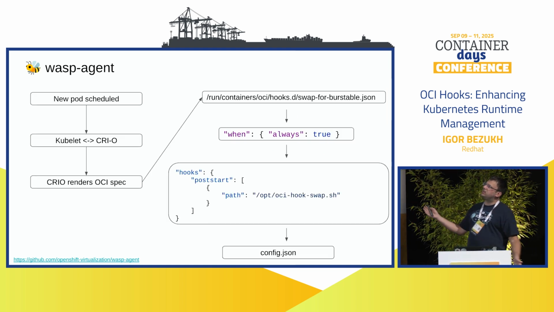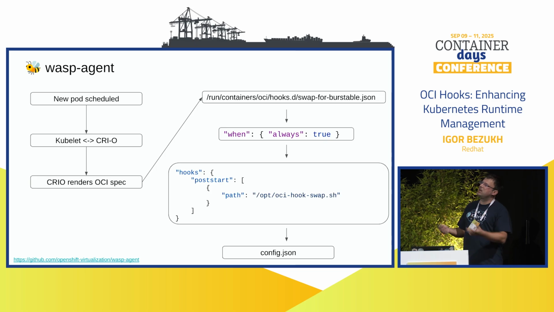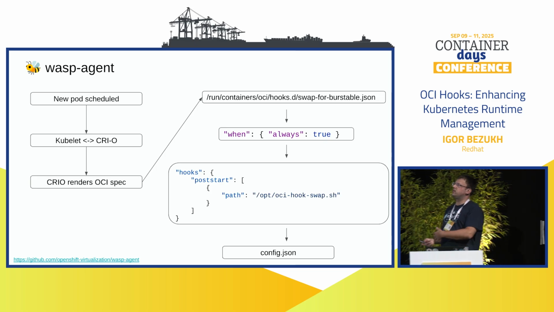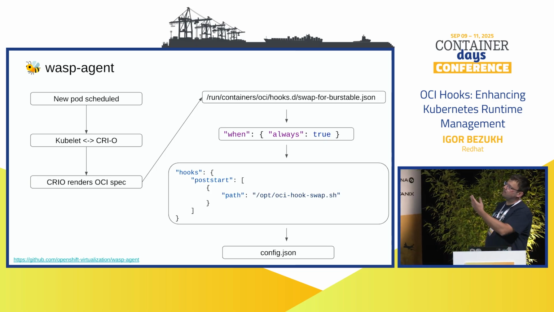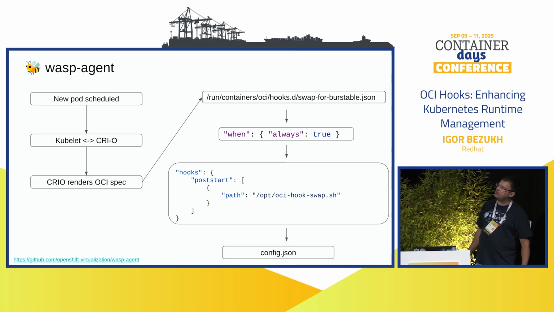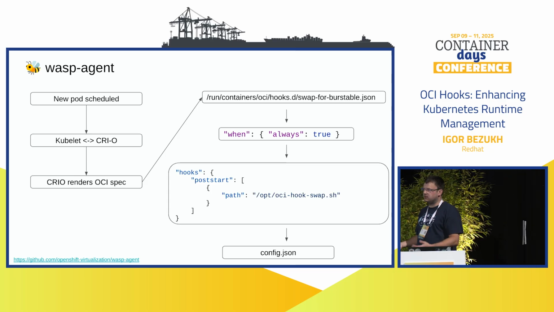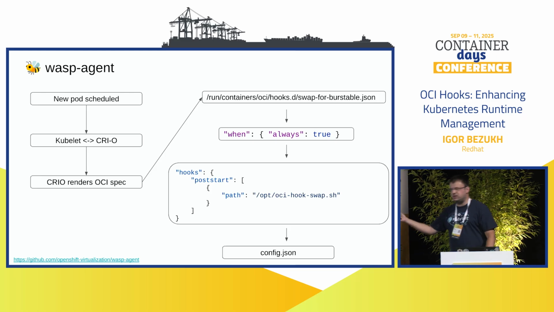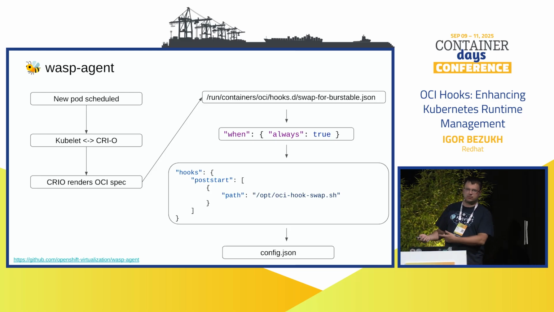Yeah, so this is the lifetime. A new pod is scheduled, kubelet initiates CRI-O and starts the life cycle. CRI-O renders the hook, and the hook gets into the spec, and runc or crun sees the config.json and the hooks and forks the hook, basically.